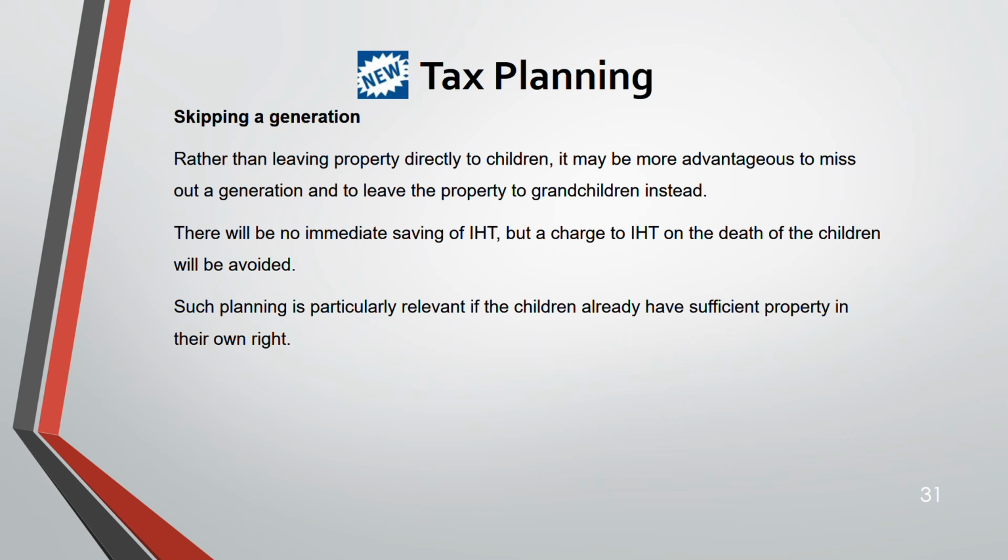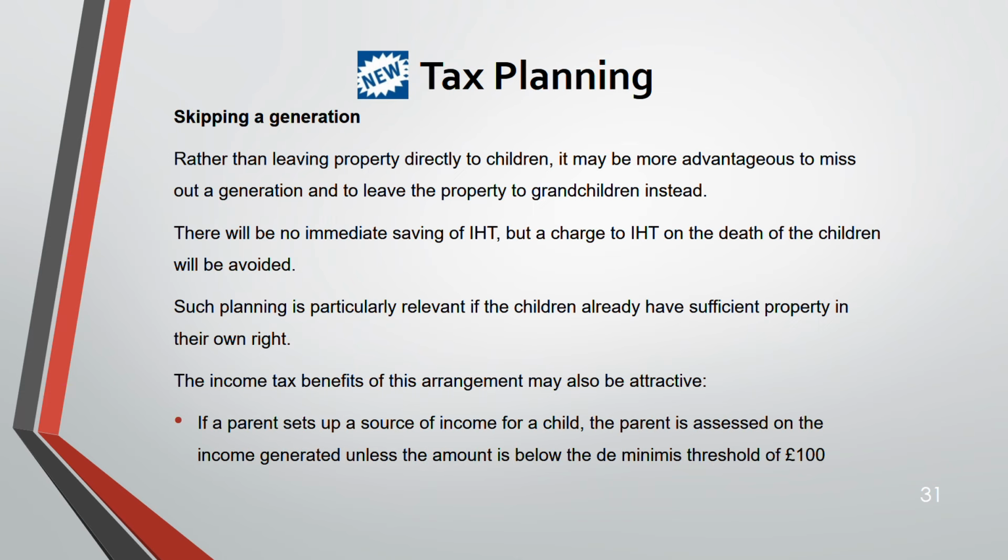Right? Now, the income tax benefit of this may also be seen. Now the third tax is coming into the picture: IHT, CGT, income tax. The income tax benefit is this. If the parent sets up a source of income for a child, the parent will be assessed on the income unless the amount is below 100. This we have covered in income tax.